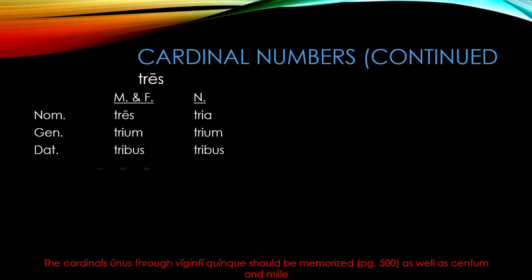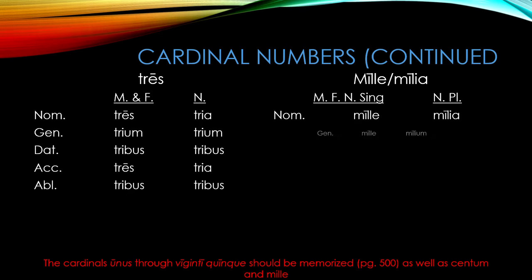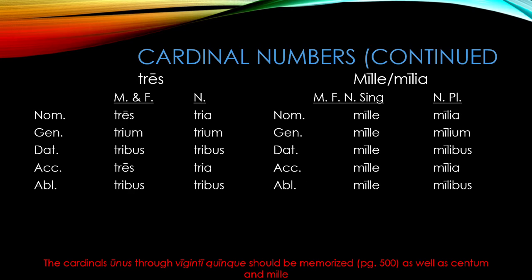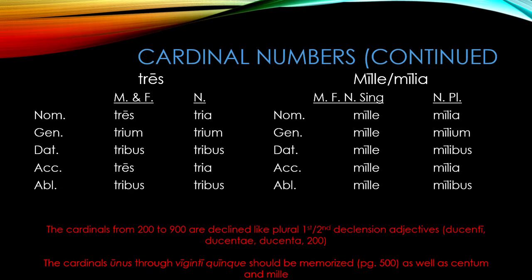Mille, millia is where things get interesting. In the singular, it is indeclinable in all 3 genders and is an adjective. In the plural, it only exists as a neuter noun and declines like a third declension i-stem. The cardinal numbers from 200 to 900 are declined like a plural first, second declension adjective. For example, ducenti, ducentae, ducenta for 200. The cardinal numbers for unus through viginti quinque, in addition to centum and mille, should be memorized and can be found on page 500 of your textbook.